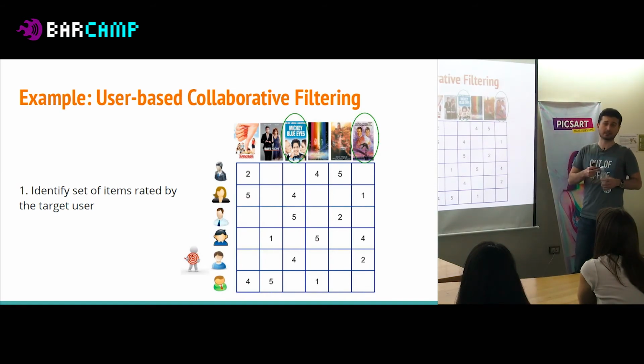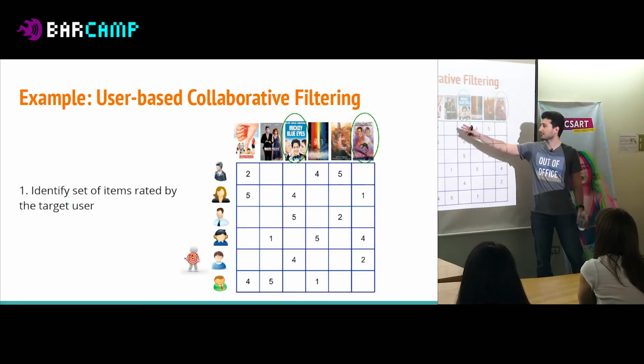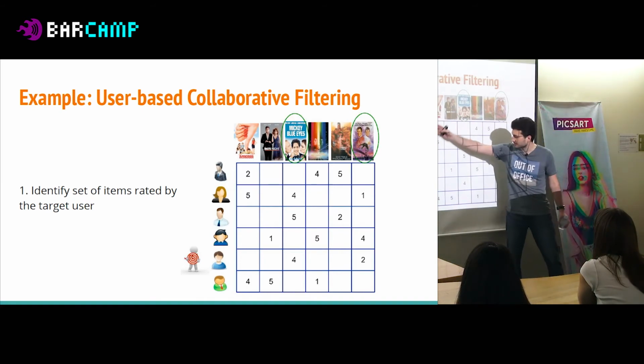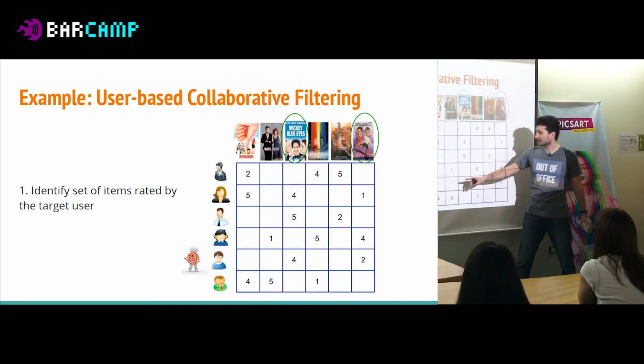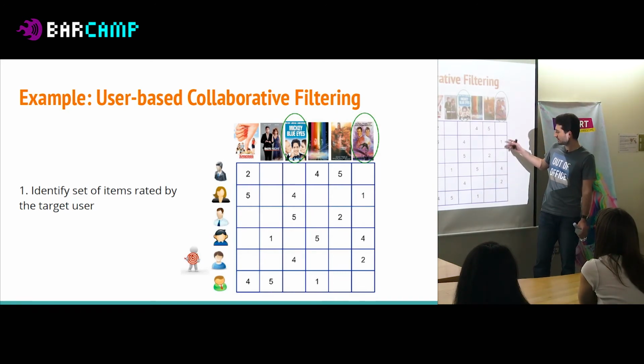Let's go through a toy example. What is going on here? So this is the matrix of items and users that I was talking about. Those are users, those are items. We have a target user, John. And the first step, we want to see what ratings he had already provided. So he provided 2 ratings to these movies.